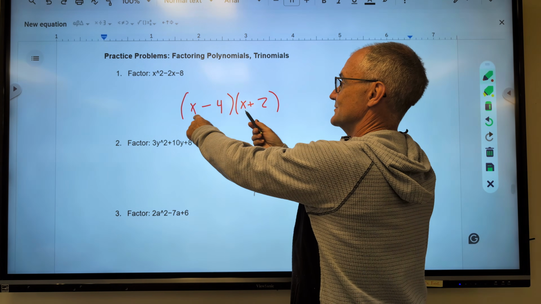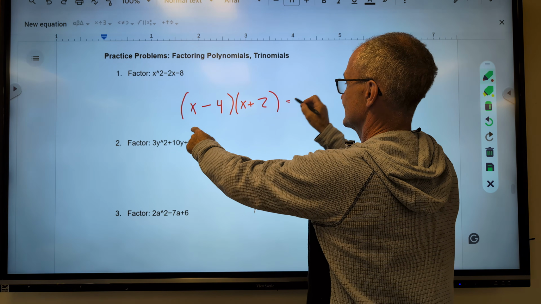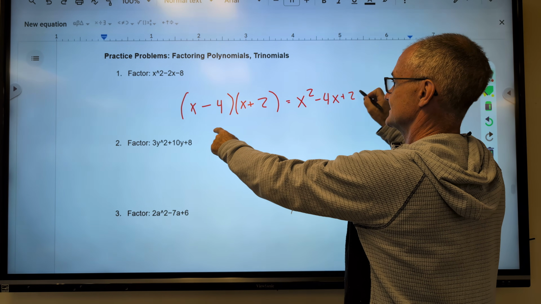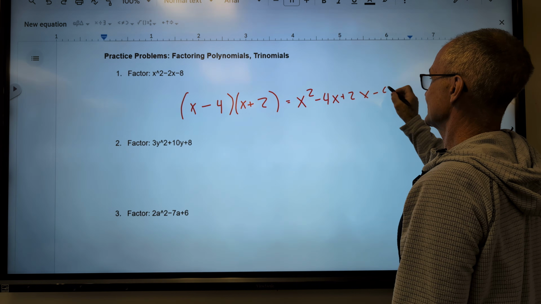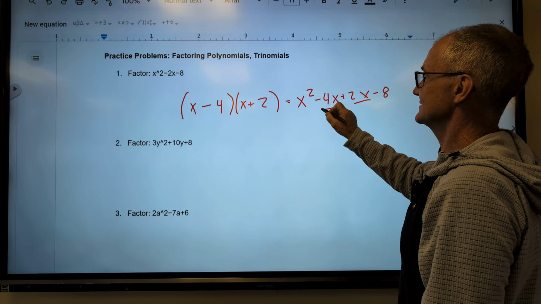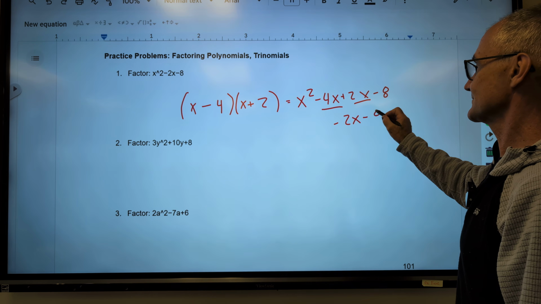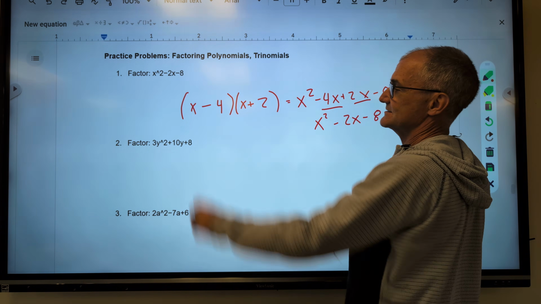So this gives me an x squared minus 4x plus 2x, inner, outer, minus 8. When I combine these two, negative 4x plus 2x gives me a negative 2x, minus 8. So again, FOIL is the reverse operation of factoring.